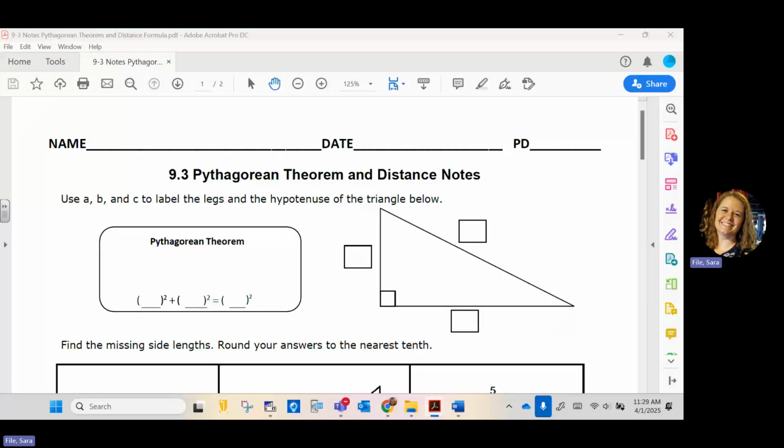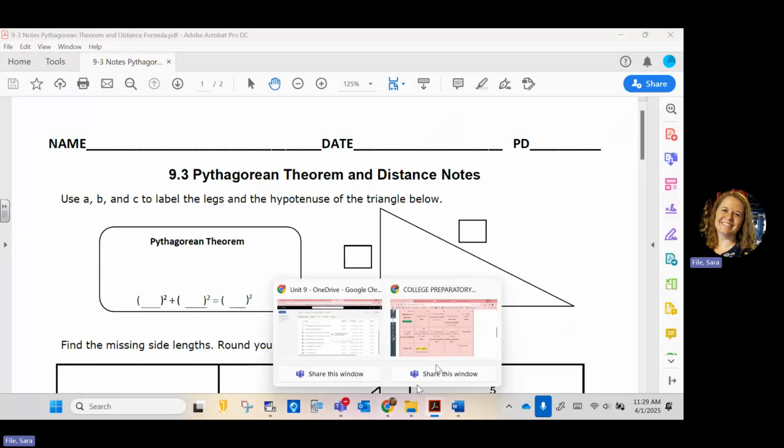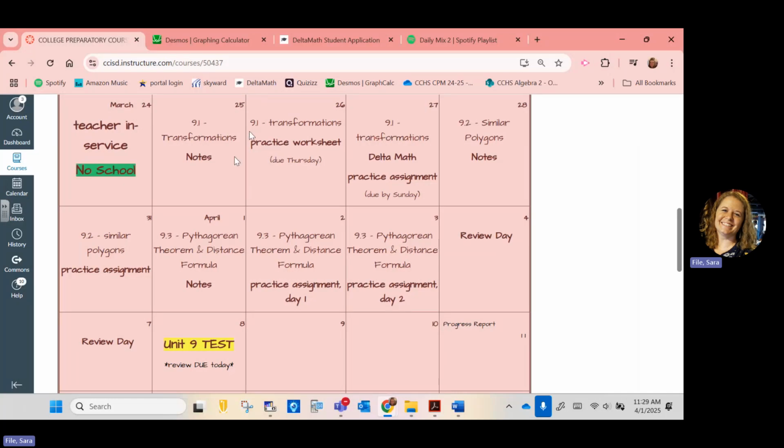Like I said, this is our last section of Unit 9 before our test. So today's April 1st. We're covering Pythagorean theorem and distance formula. Your test is a week from today. So we're going to take today to do the notes, and then we'll have a couple of days of practice. There are going to be 2 9.3 practice assignments, the same as there was for 9.1. One will be a worksheet and one will be Delta Math.